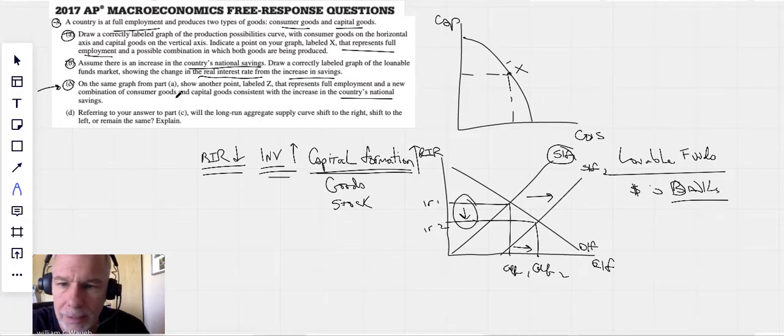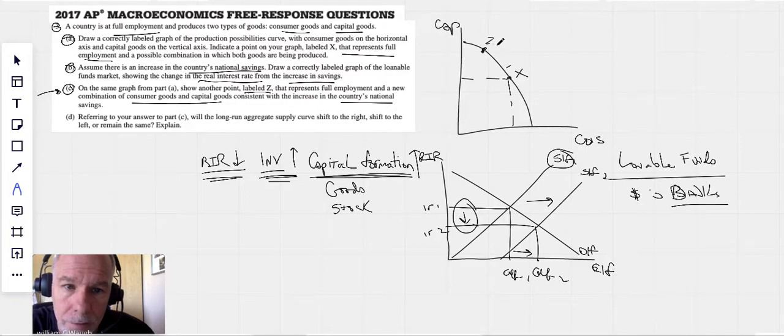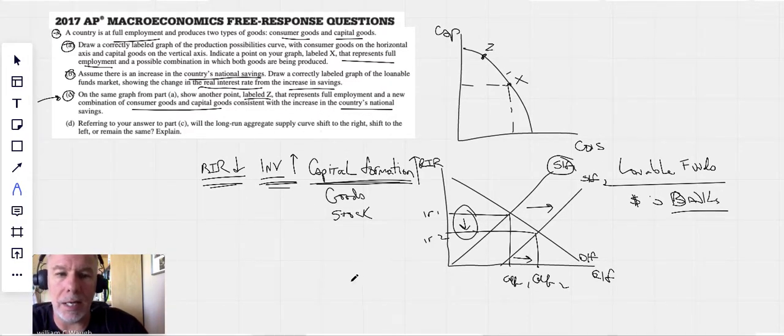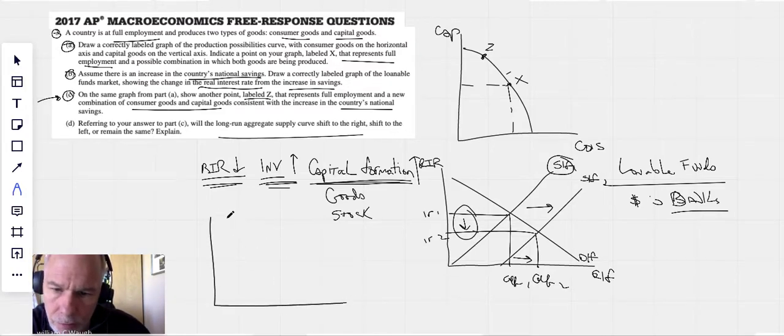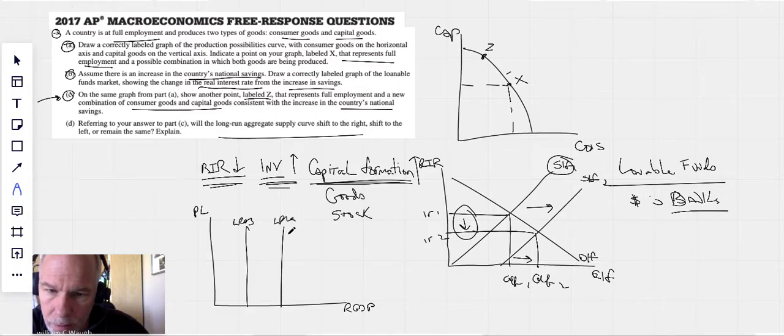Obviously, it is a short run effect in this situation, meaning that they want us to label a point Z as the new combination of consumer and capital goods. Well, lower real interest rates, higher investment, more capital formation, more capital goods. Tricky. To me, tricky, right? Because I tend to only think about that as a long run aggregate supply curve shift. And that's easy enough. We should also know the aggregate demand and aggregate supply graph, real GDP. Here's our long run aggregate supply. Here's our new one, right?